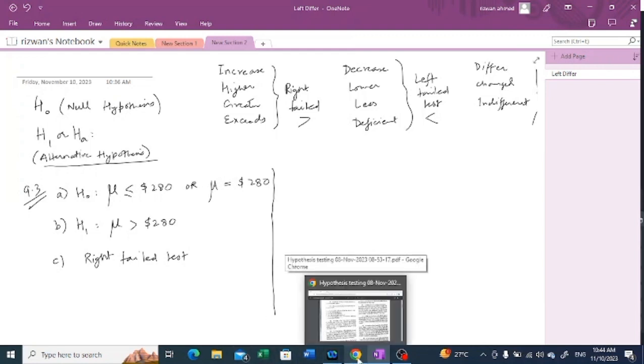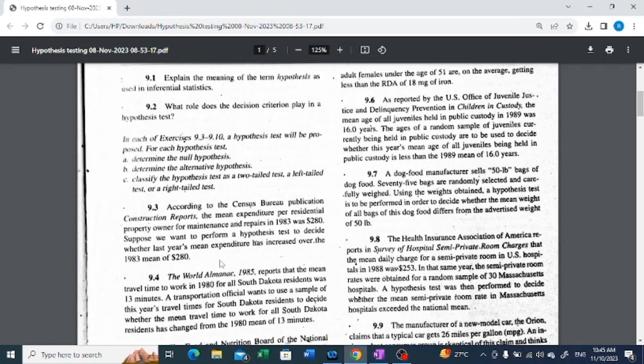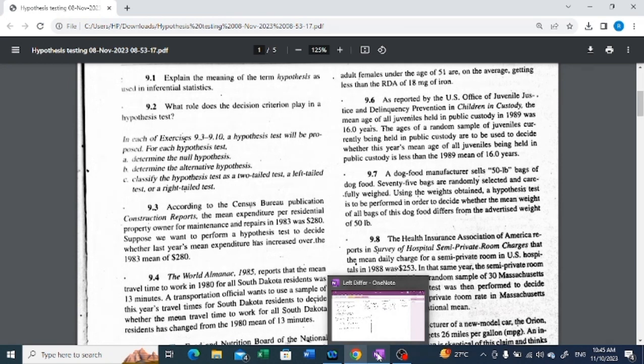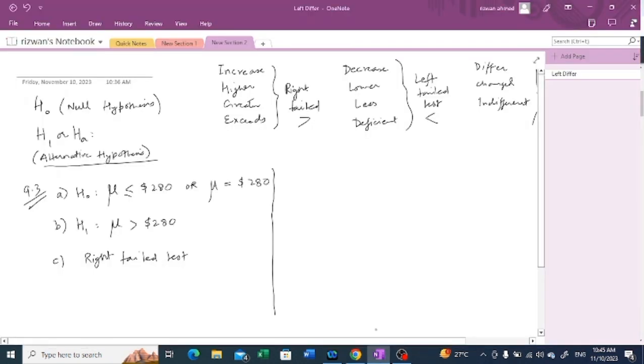Now moving to question number 9.4. The World Almanac 1985 reports that the mean travel time to work in 1980 for all South Dakota residents was 13 minutes. A transportation official wants to use a sample of this year's travel times for South Dakota residents to decide whether the mean travel time to work for all South Dakota residents has changed from the 1980 mean of 13 minutes. Over here, the word changed is mentioned. And change means we are not sure of the nature of the change, whether it has become less than that or greater than that. Therefore, we give room in the alternative hypothesis to the not equal to sign.